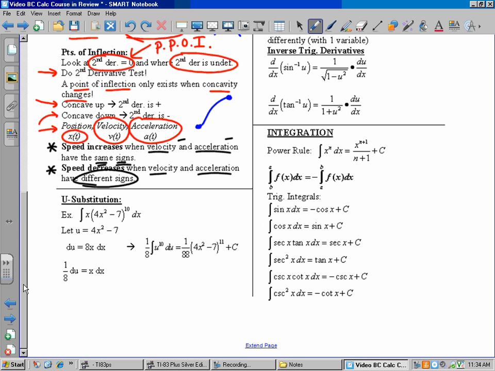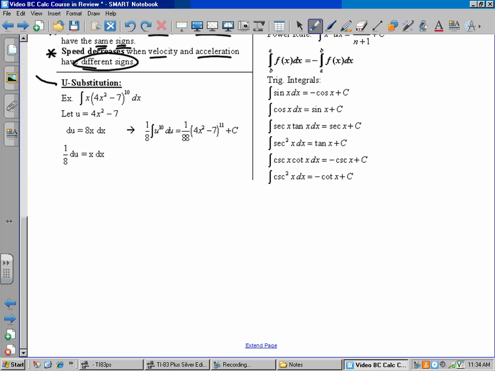And speed decreases when velocity and acceleration have different signs. U substitution: one very, very important way to integrate is using u substitution. For this particular example, we would let u equal 4x squared minus 7. Take its derivative, find du, and then once we find du, we look back up in the integral and think to ourselves, when I put the du in, what would that take the place of? Right now it would take the place of 8x dx. I like the x, I like the dx. I'm not a fan of the 8, so we need to get the 8 out of there. That's why I divided both sides by 8.